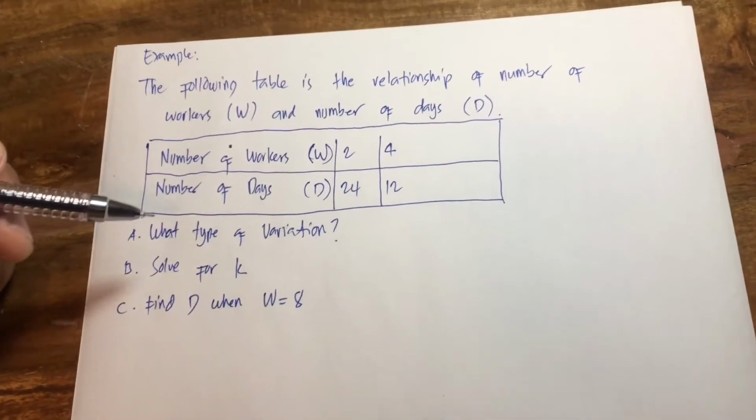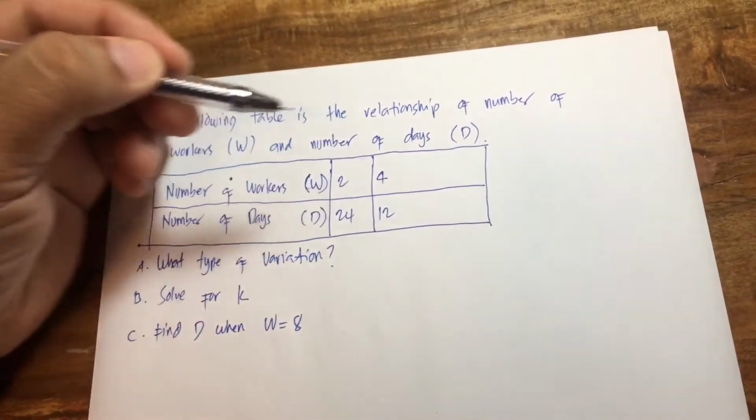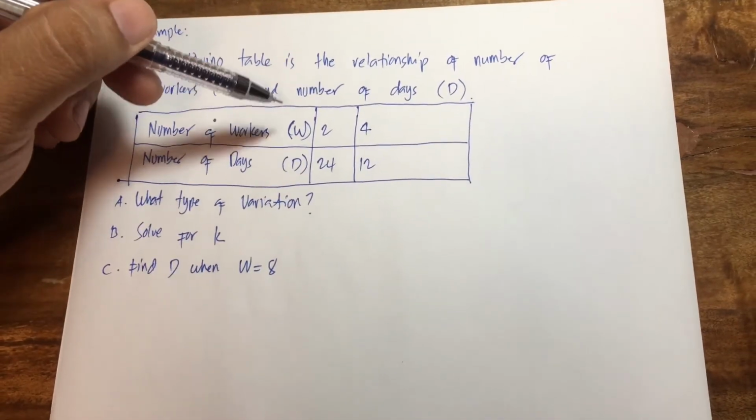So first we will analyze the table here. As you can see here, these are the values. The number of workers at first is 2.